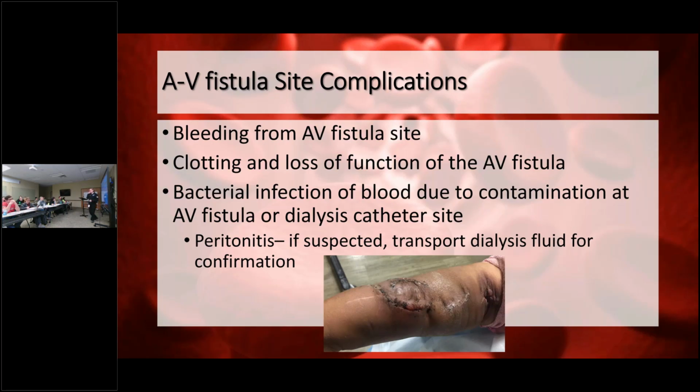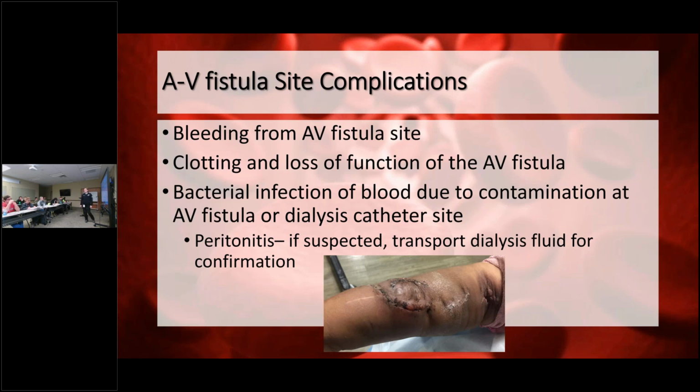Another thing that you might see is bleeding from that fistula site. Sometimes you get called to the dialysis centers for that. Sometimes people just start bleeding when they're at their house. And when you get there, it looks like a murder scene, because that AV is arterial venous. So it's connected directly into their artery. Whenever we talk about arterial bleeds, they bleed a lot, right?